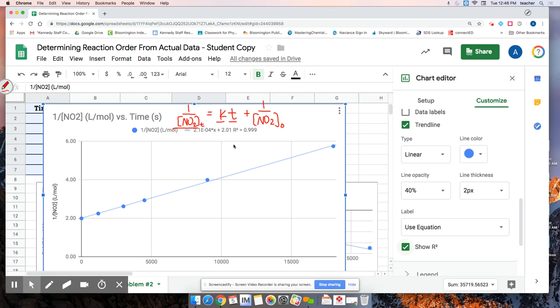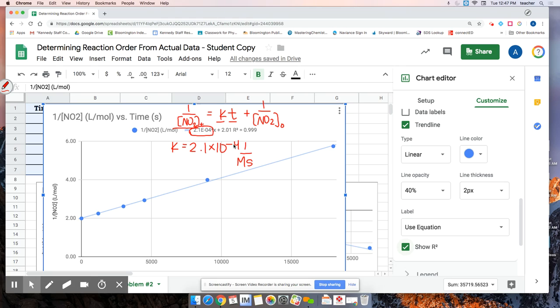Third question is, what is the rate constant? So according to our equation, K, the rate constant is equal to the slope, which is given to us in the equation of the line. So that is this value right here. So K is equal to 2.1 times 10 to the negative 4th. Then we need a unit. So this is a second order reaction. So the unit for our rate constant is M^-1 s^-1.